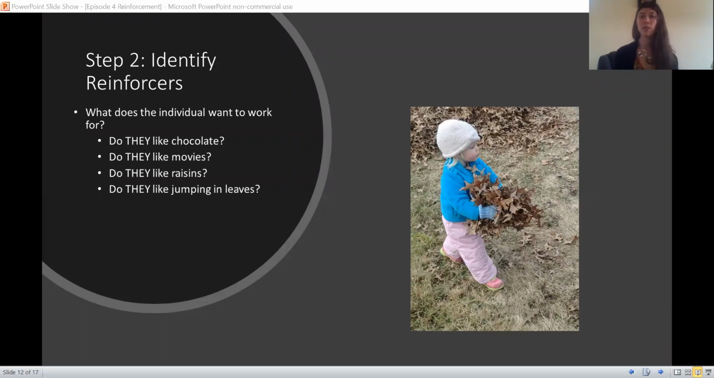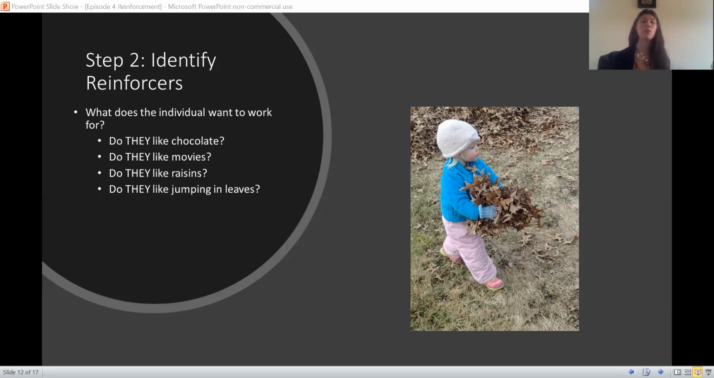So what is that individual interested in? What will they work for? This can include your knowledge of the other person, so what you've seen them really enjoy doing. It can also include what they have said to you that they really enjoyed doing.